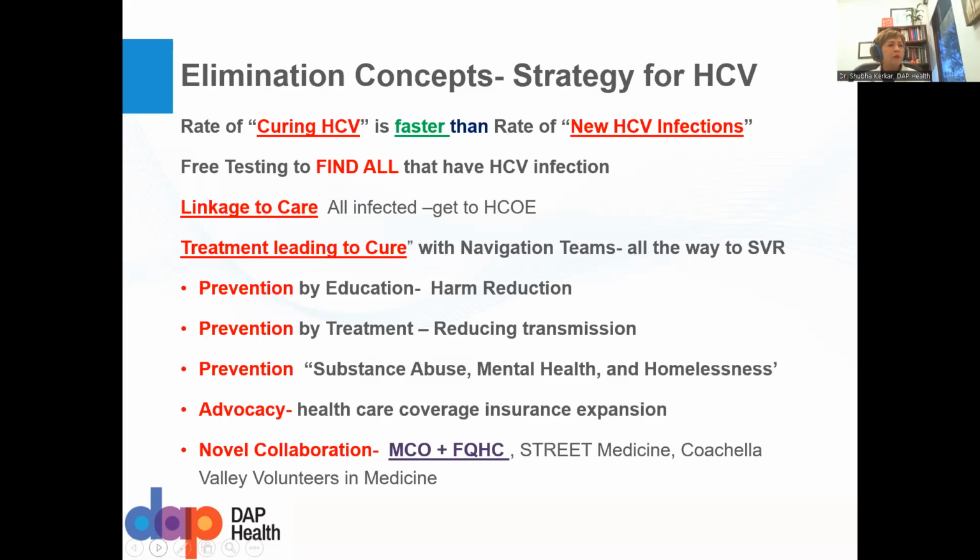And then we were particularly considering novel collaboration, such as a managed care organization, which has approximately 80,000 members, and an FQHC focused on communities, so that we could perhaps create a process of rapid testing, treatment, and cure. Next slide.